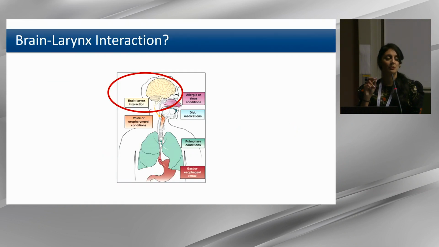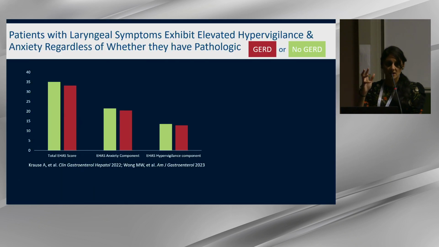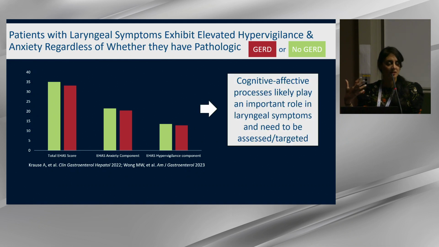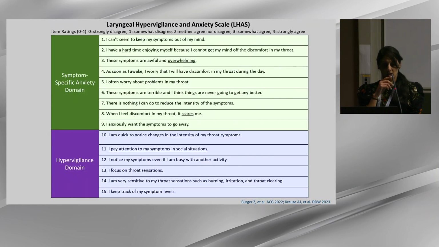And with the last couple minutes, I really wanted to focus on the brain-larynx interaction. We've been touching on this throughout this conference. And this is something that I think we don't talk about enough, but is incredibly important in this patient population. We've looked at this, Harry Chen, Prakash Gwali, that have found repeatedly in different cohorts that patients with throat symptoms have high hypervigilance and anxiety, whether they actually have objective reflux or not. And it's probably highlighting that these cognitive affective processes play an important role, and it's something that we need to assess and target. Recently, we worked with the Northwestern group and adapted the EHAS to develop the laryngeal hypervigilance and anxiety scale.